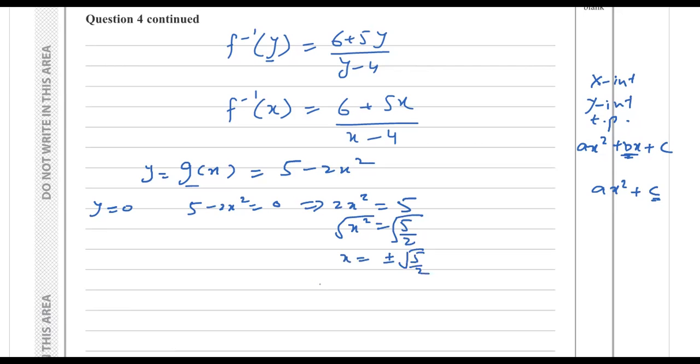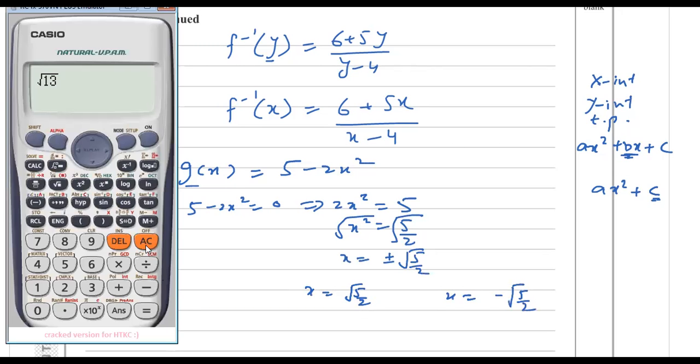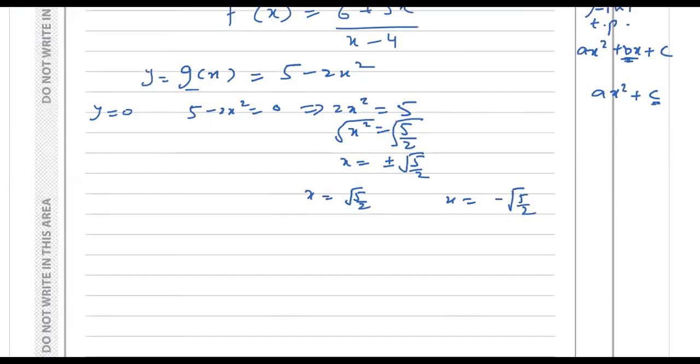So there are two x-intercepts. x is equal to the square root of 5 over 2, and x is equal to negative square root of 5 over 2. Calculate that also, so you will have the idea where exactly the value will be. 5 divided by 2, square root, it will be 1.6 almost. So now you have the idea where it will be approximately.